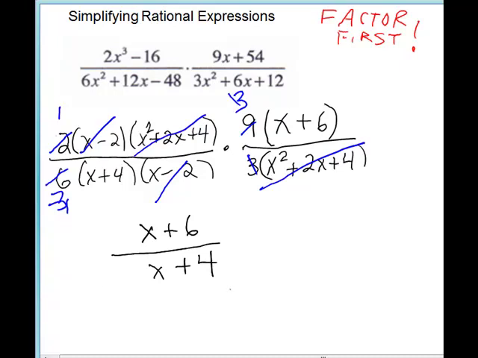Make sure you stop here. You have signs between. You're not allowed to cross off the x, or you're not allowed to do anything over here. So this is our answer.